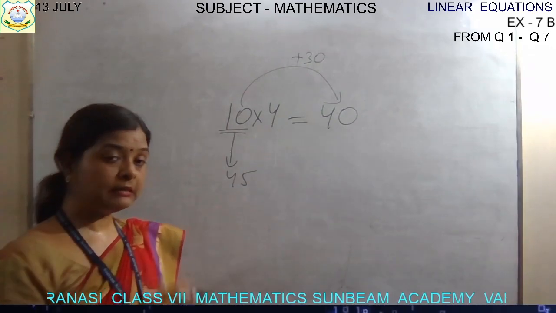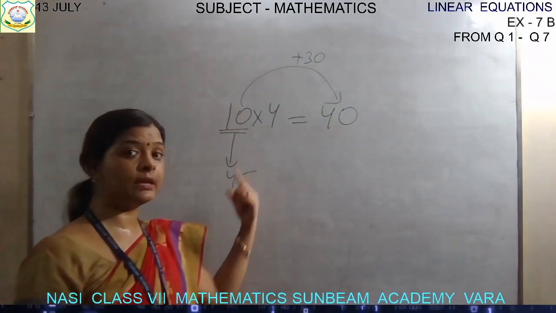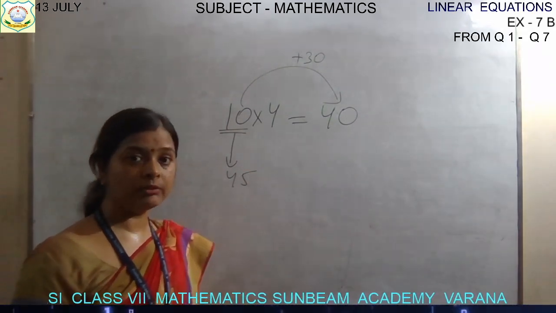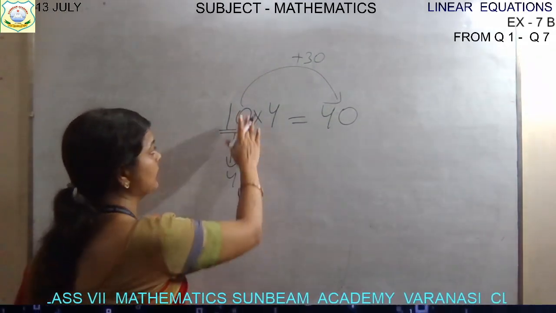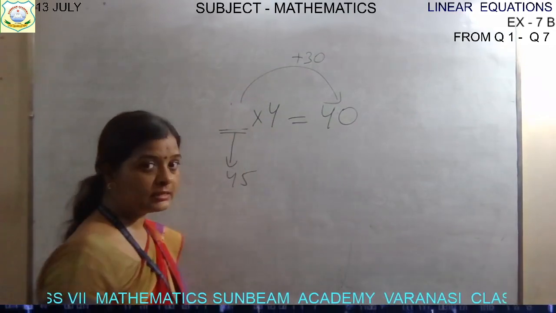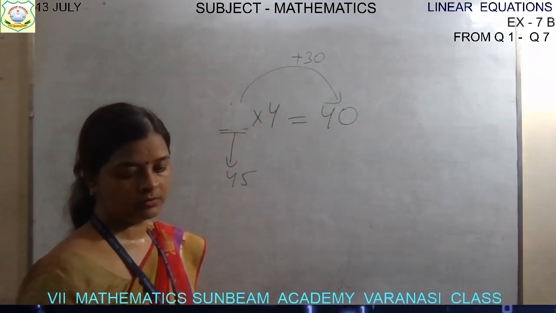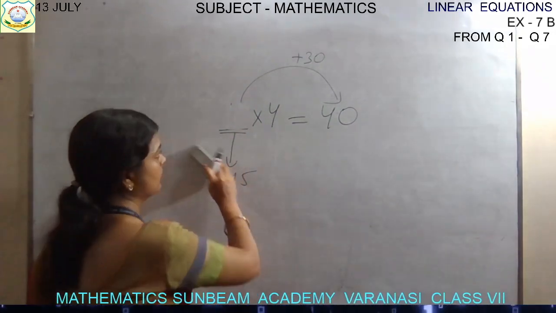But children, in this way we cannot take all the numbers and then see whether it is exceeding by 45 or not. So what will we take? We will take this number as x. So let's start. Okay.